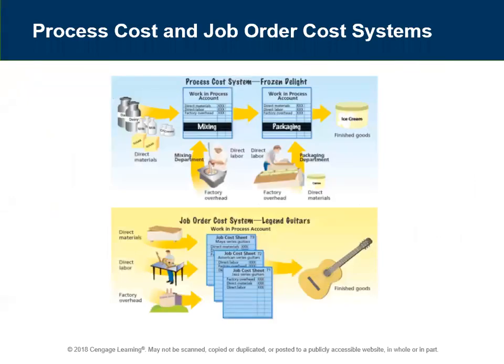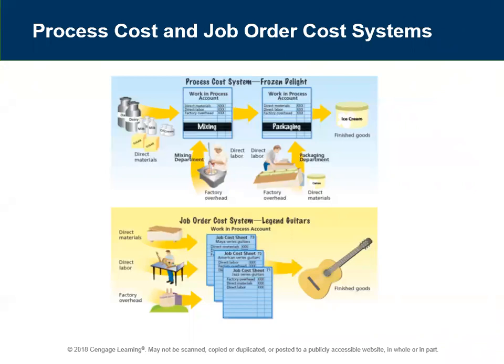That's kind of a hard one to see, but basically it's showing you something a little bit different. When we did job order, we had one work in process account, but we could have multiple jobs in there. Now with a process cost system, we can have more than one work in process. So in this case, we're making ice cream. We have direct materials: milk, cream, butter, all that fun stuff. That goes into the mixing department where we add labor and overhead. So that's one work in process.